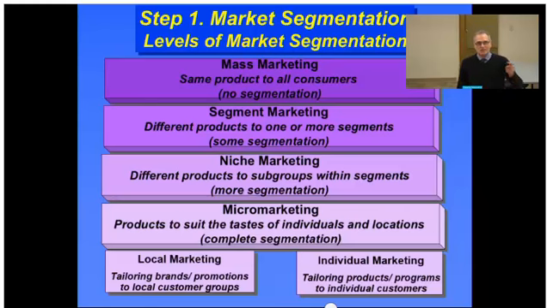All right? Different products to subgroups within segments. So you're segmenting segments already. Micro marketing, now you're really almost at individual tastes and locations. And there's a difference between local and individual marketing here.